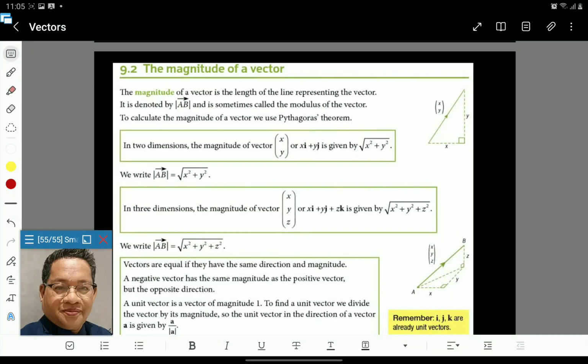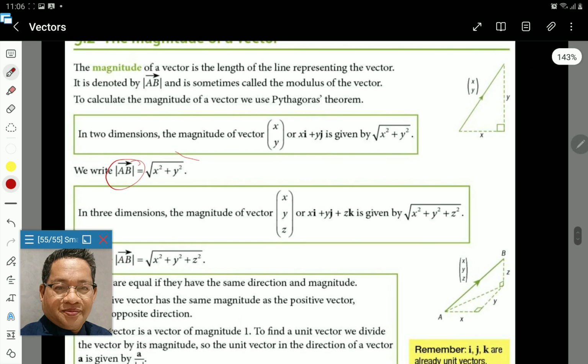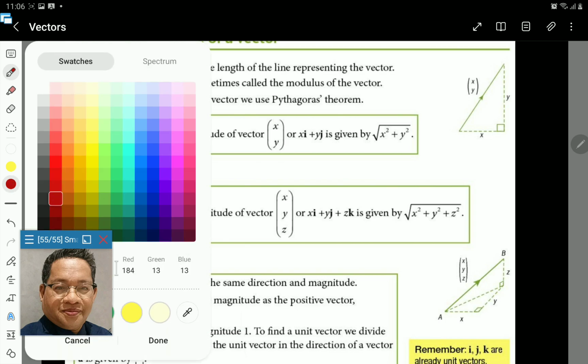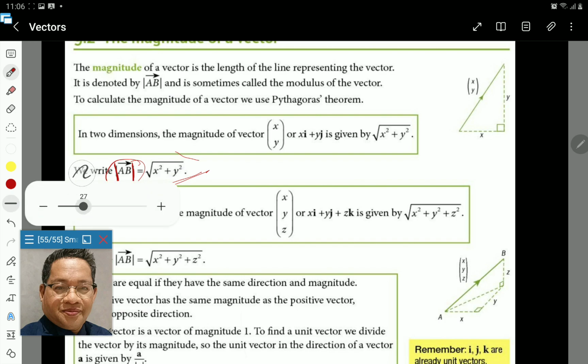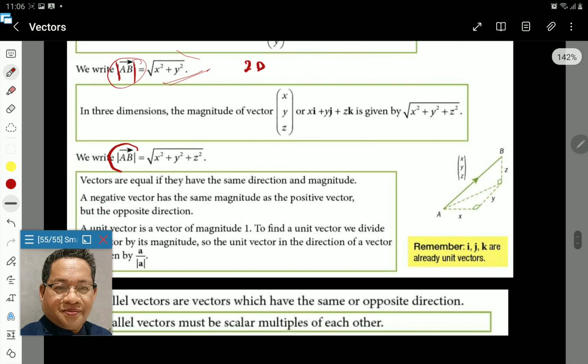This is lecture 5. So basically, a continuation of the magnitude and unit vector. What we have learned is that this is the notation for the magnitude of a vector. This line here is equal to the square root of x squared plus y squared for two-dimensional. Okay. For three-dimensional, we have said that this is the symbol for the magnitude and this is the formula.